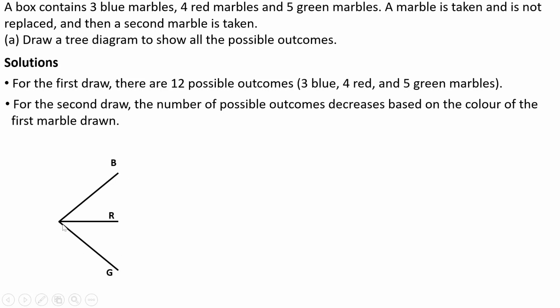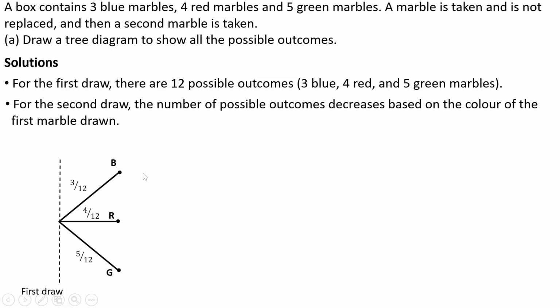This is for the first draw. When you draw for the first time, the marble drawn is either blue, red, or green. The probability that it is blue is, since we have 3, 3 out of 12. The probability that it is red, since we have 4 red, is 4 out of 12. The probability that it is green, since we have 5 green marbles, is 5 over 12. Now we are done with the first pick.